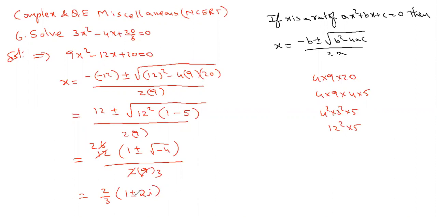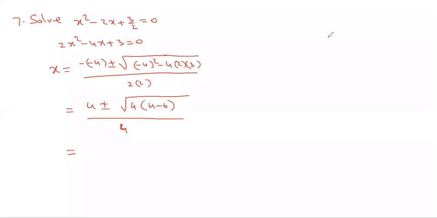Yeah, you can leave like this, or you can open the bracket and then write whatever is convenient. The same formula, same kind of calculation. 4 plus minus, 4 comes out, becomes 2, and root of minus 2 by 4. So 4 by 4 is 1 plus minus 1 by 2 into root 2i. We can write this as 1 plus minus 1 by root 2i.